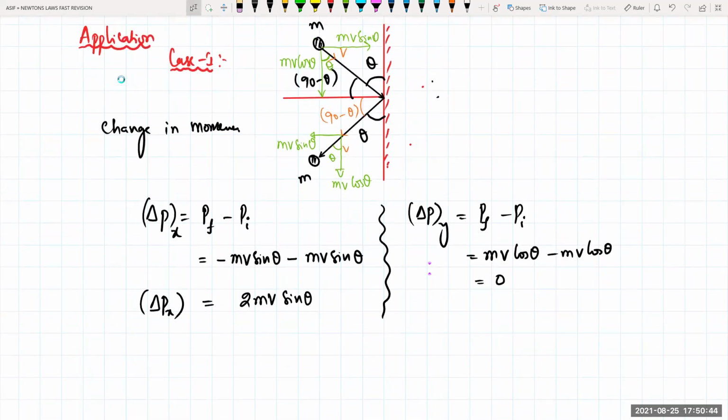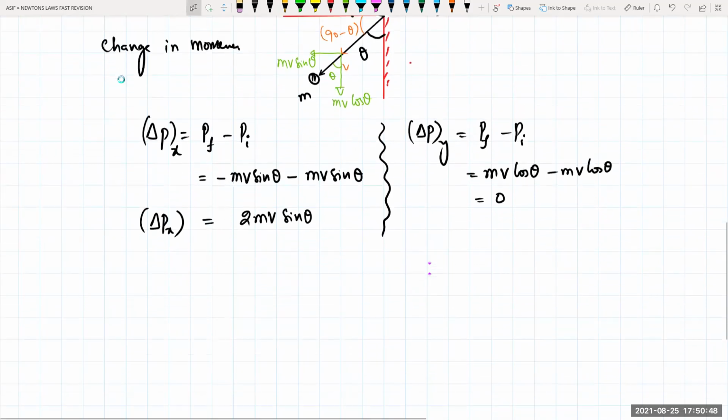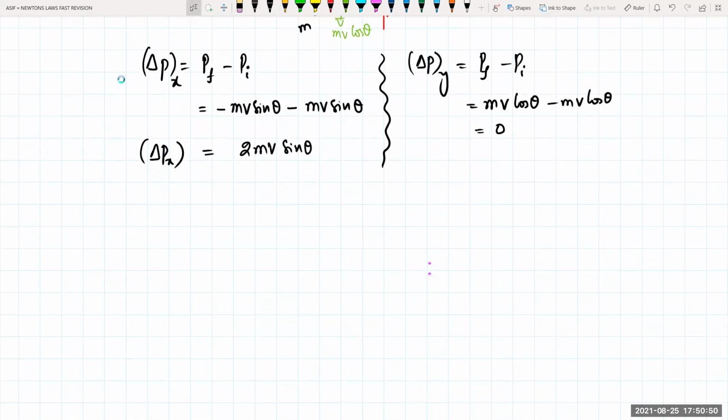Now, if I take the angle with respect to the x-axis, then I can write that with respect to what? That is, with respect to theta I have taken. If I give the angle with respect to the x-axis, let's say this one, I'm drawing the diagram here.